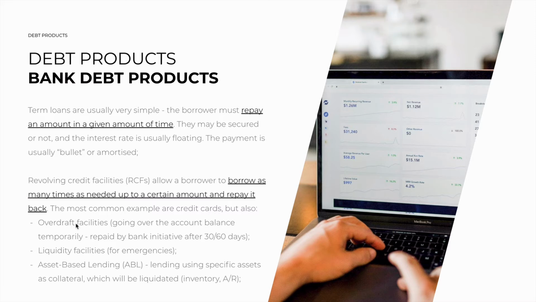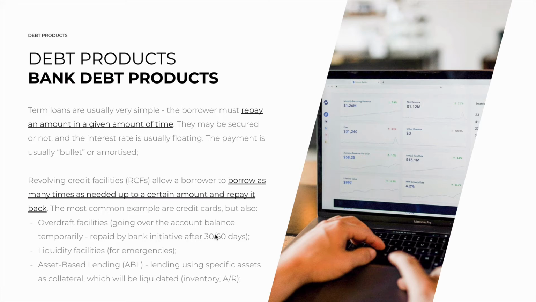First, overdraft facilities. These are facilities that allow an account holder at a bank to go over the account balance temporarily. If you've personally spent more than your account balance in any situation, you've probably received an overdraft fee. Because you're going over that limit, you're spending bank money. You're getting a temporary loan. So usually, there's no specific period to repay these. But banks do take the initiative after 30 or 60 days.